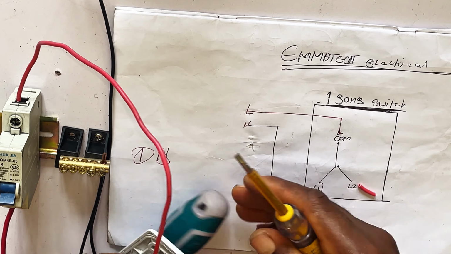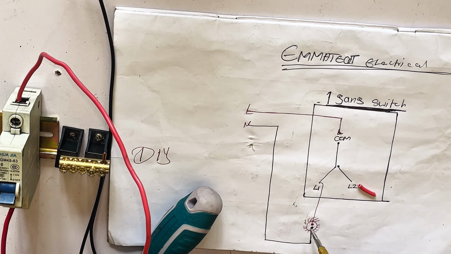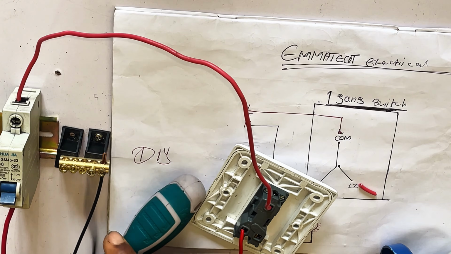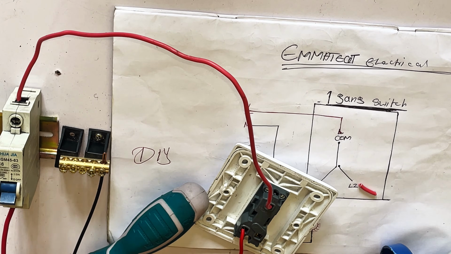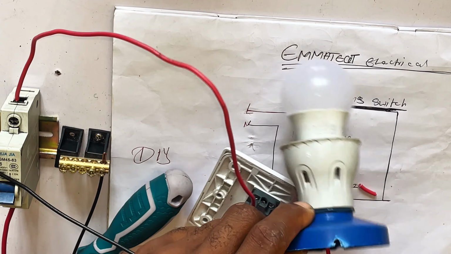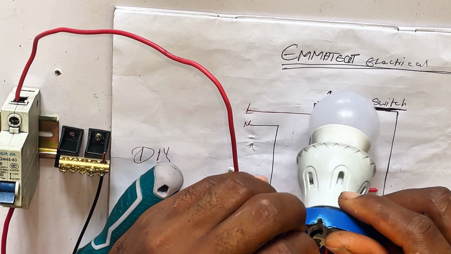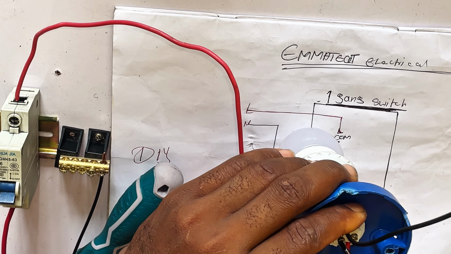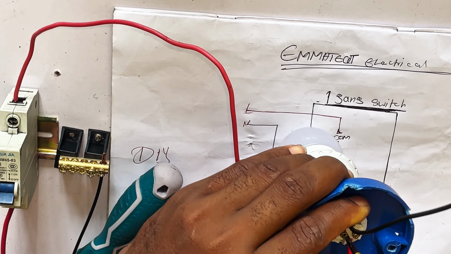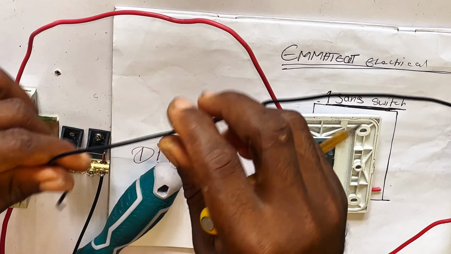We are going to connect our neutral from this neutral connector to our bulb. So let's go ahead and connect it. You can see here is my neutral wire. I'll connect it from my bulb here to our neutral line here.